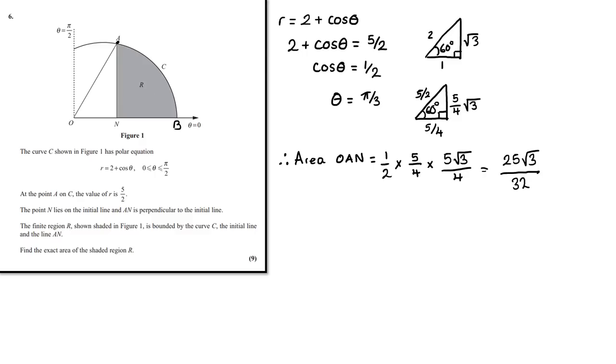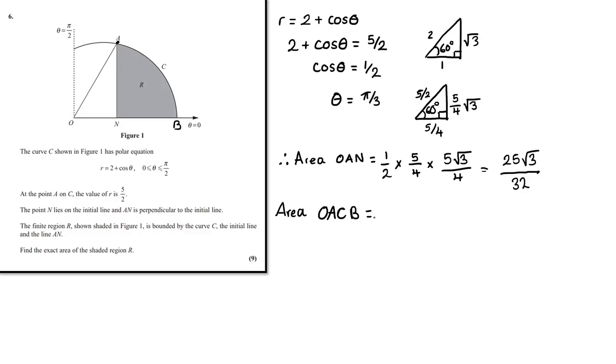We now need the area of the full expression, and this is where we now need to use our polar equation and a little bit of integration. So this is where it gets a little bit painful, but let's try and stick with it. So we're looking for the area now of OACB. Okay, that's what we're looking for.